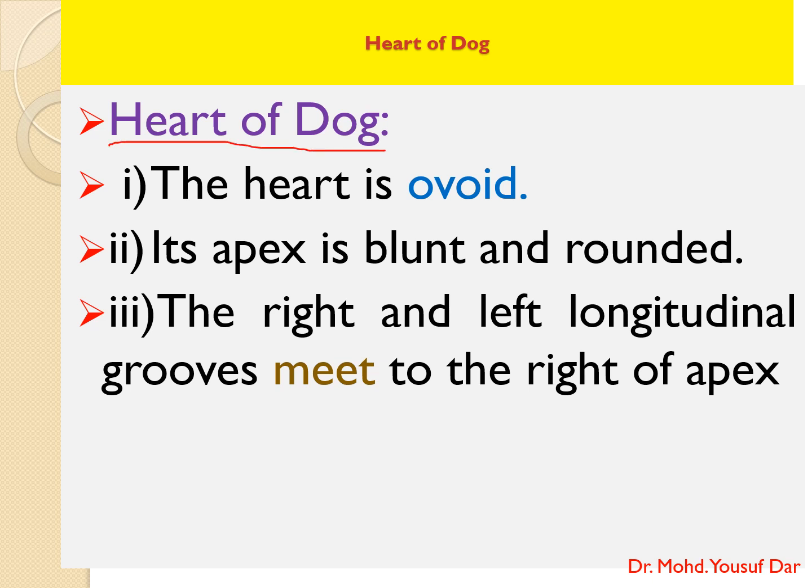Now coming to the heart of the dog. The heart of the dog is wide, its apex is blunt and rounded. The two longitudinal grooves, the right and the left, meet to the right of the apex.